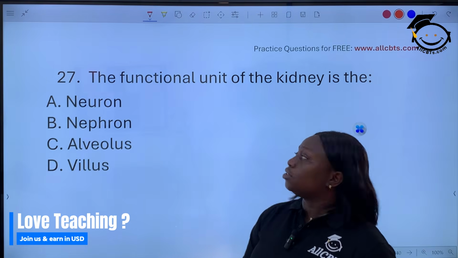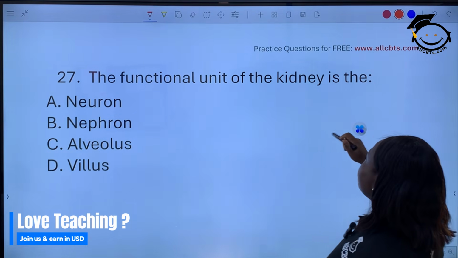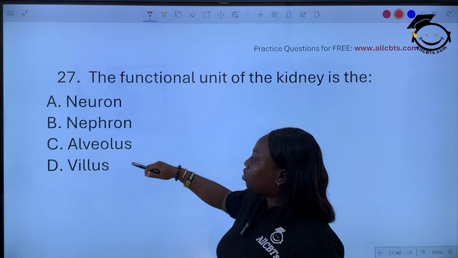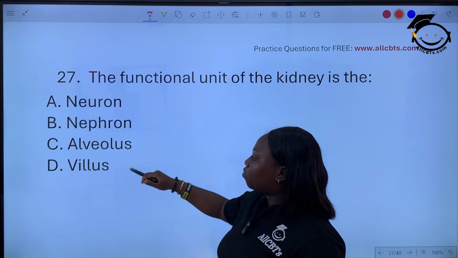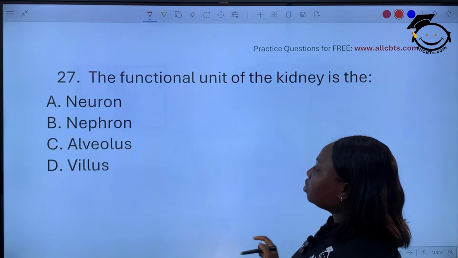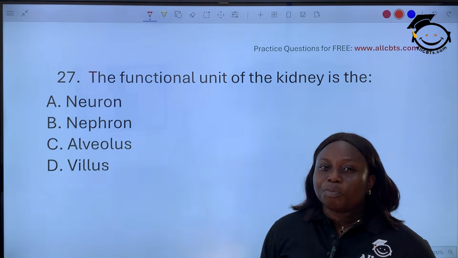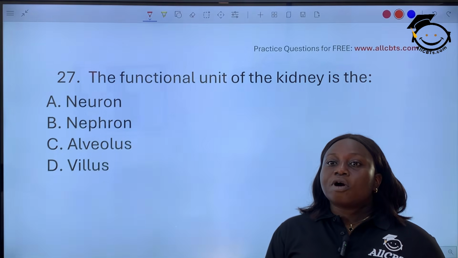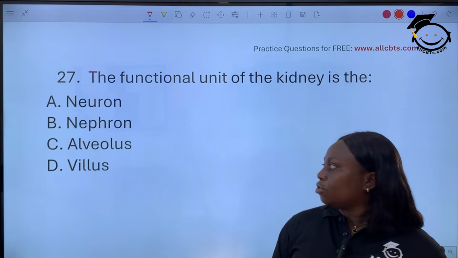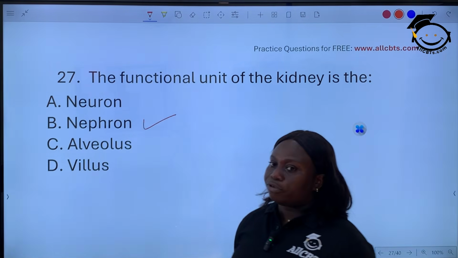Number 27. The functional unit of the kidney is the A neuron, B nephron, C the alveolus, D the villus. Now our answer here is the nephron. When you hear the kidneys, don't forget that the kidneys are made up of tiny units. We call them 1 billion units of nephrons. So our answer is nephrons.